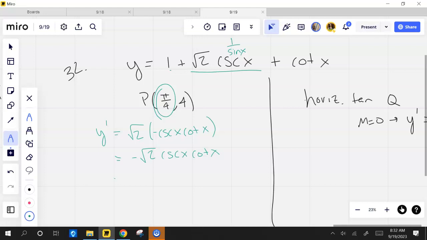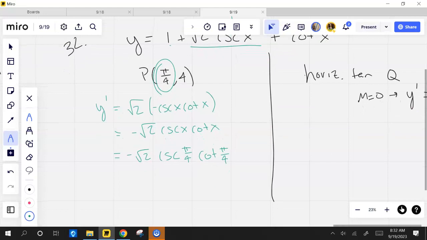So let's plug in. Negative root 2, cosecant pi over 4, cotangent pi over 4. That is the derivative. I thought it was inverse. Well, so it is. It's 1 over sine x, or I can think about it really as just flip sine, flip tangent.